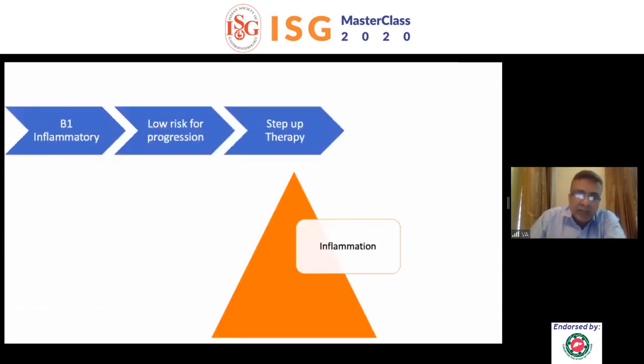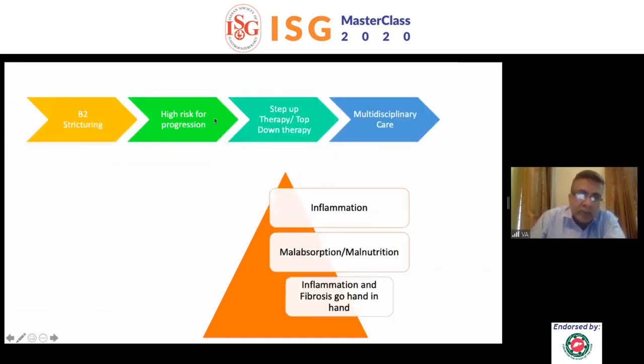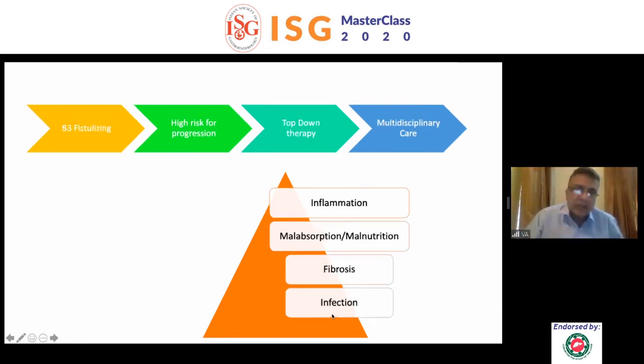B1, remember, has a low risk for progression, so step-up therapy is fine. Inflammation is the main component of it. B2, remember, has a high risk for progression. So you may go for top-down therapy. You can also use step-up therapy, but multidisciplinary. Here, along with inflammation, you have fibrosis and you have malabsorption. Unless you tackle all these 3, you will not treat the patient well.